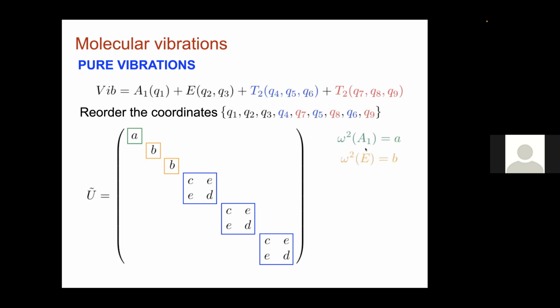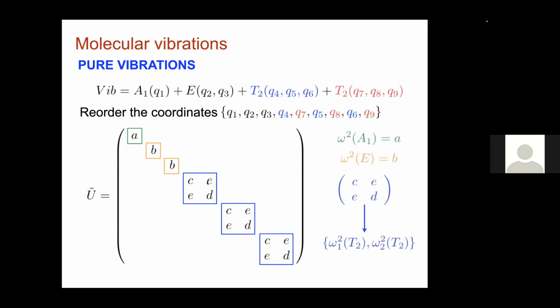Now, the frequency associated to E is just this element, but it appears twice. So it's the same frequency, but with degeneracy 2, because it appears twice in the diagonal. I have 2 equal eigenvalues. And now I have to diagonalize this one.